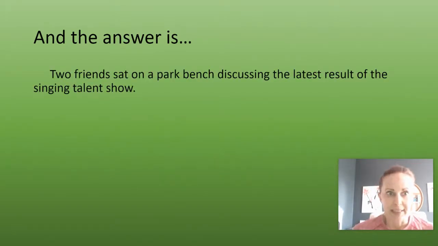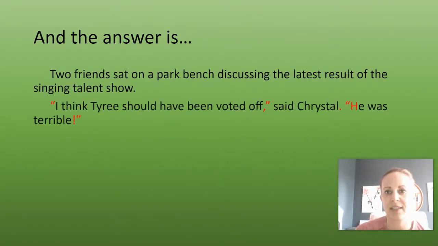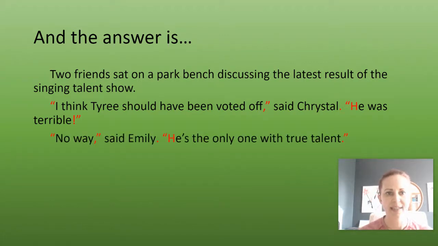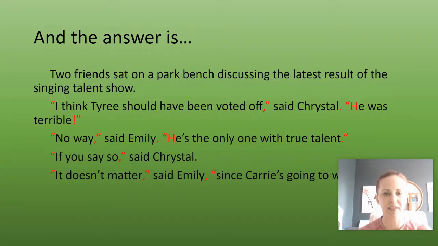The answer is, two friends sat on a park bench discussing the latest result of the singing talent show. "I think Tyrese should have been voted off," said Crystal. "He was terrible." "No way," said Emily. "He's the only one with true talent." "If you say so," said Crystal. "It doesn't matter," said Emily, "since Carrie's going to win anyway."